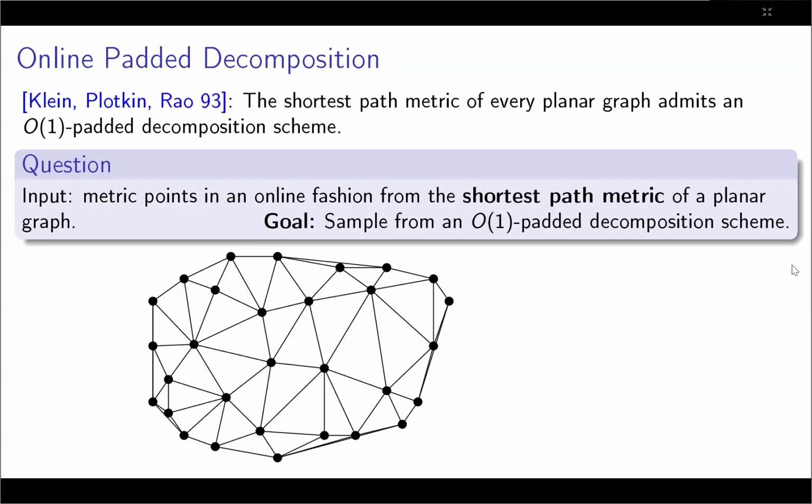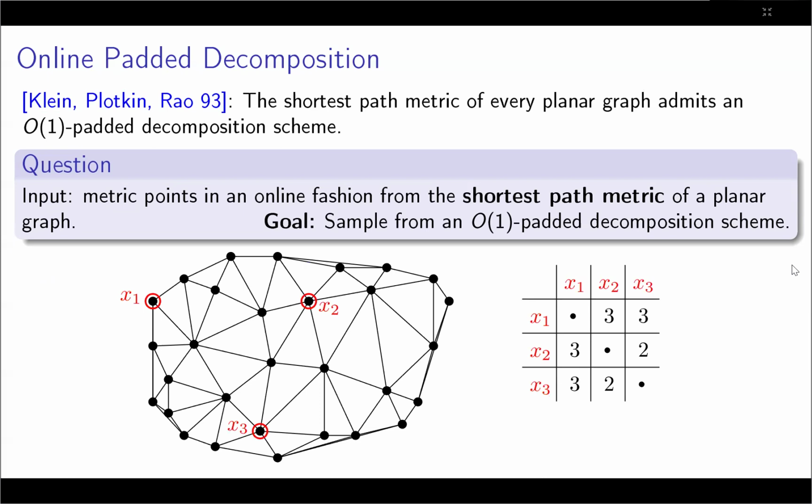Let me just be clear here. This is the shortest path metric of a planar graph. You don't know what the planar graph is, and now you get the first point, and now you get the second point, the distance here is 3. Now the third point, the distance to the first point is 3, to the second point is 2, and so on and so forth. So I give you points one after another, and once I give a point, you need to decide to which cluster it goes. And once you decide, you are not allowed to change your mind. The question is if there's any way to sample such a partition in an online fashion and get something better than log n.